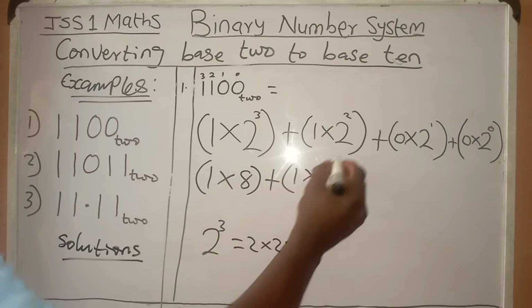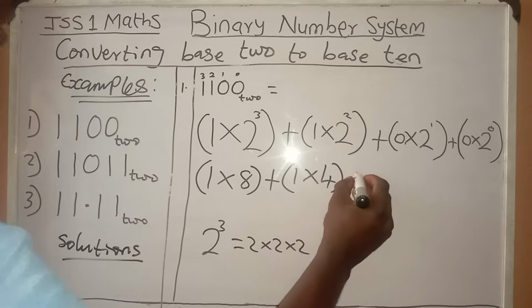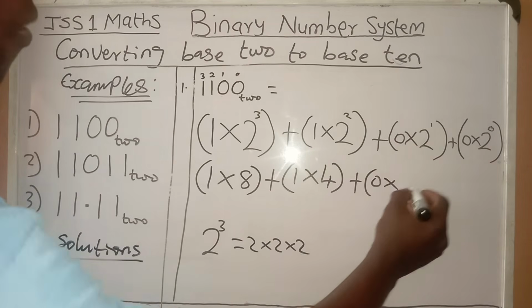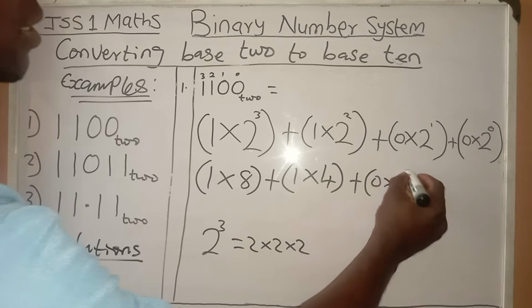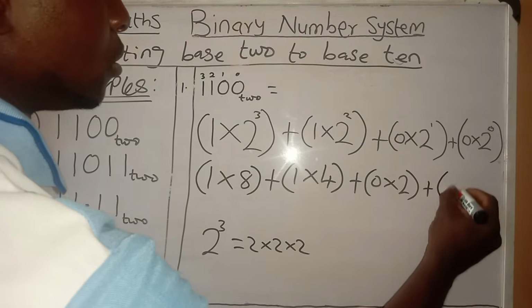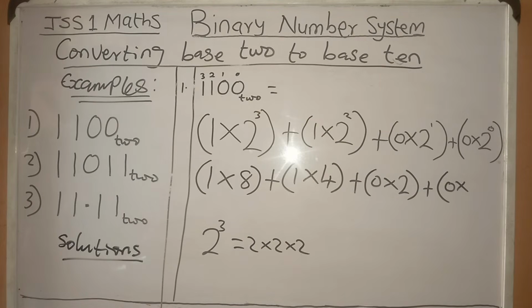Then plus, we go to the next one. 1 times 2 raised to power 2 will give us what? 4. Okay. Plus, we'll go to the next one. 0 times 2 raised to power 1 will still give us 2, because anything raised to power 1 will still give you the same number. Plus 0 times 2 raised to power 0. This one is very, very important.